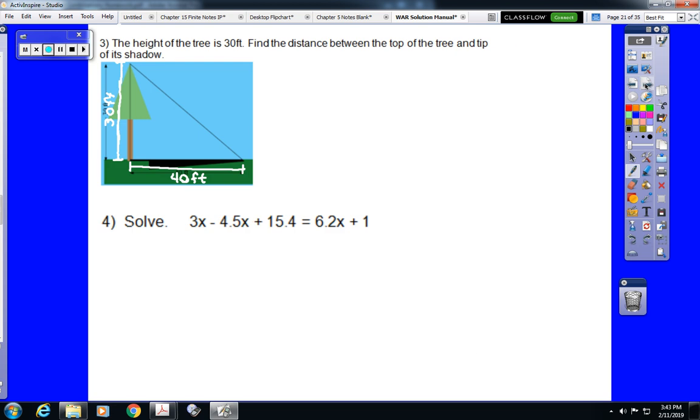Okay, this picture is pretty bad, so I've done some highlighting here. We have a tree that is 30 feet tall, casting a 40-foot shadow, and they want you to find the length of the hypotenuse, the distance along the hypotenuse. So essentially what we're looking at here is a right triangle. We are given that the vertical side of that is 30 feet, and that the shadow, the ground, is 40 feet. And they want you to find the hypotenuse, x.